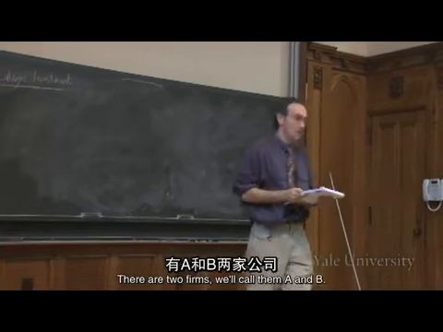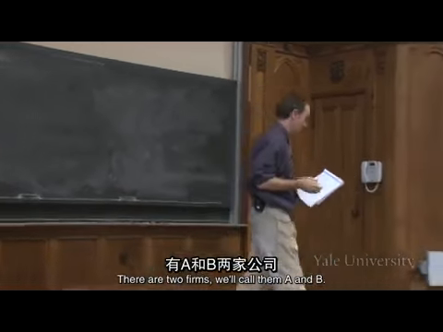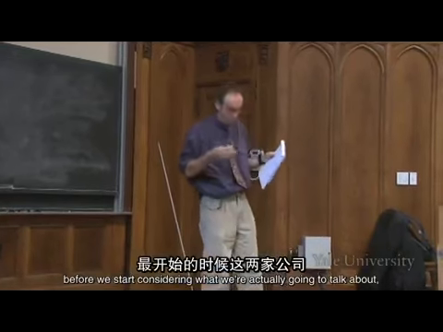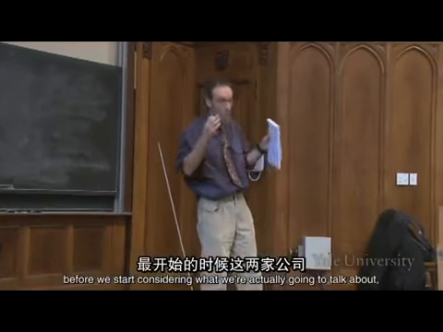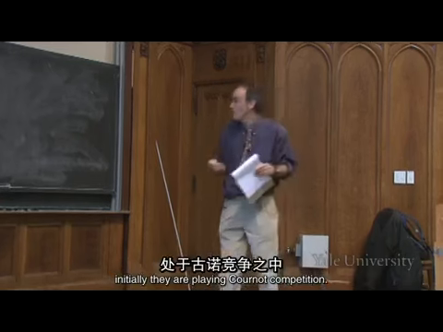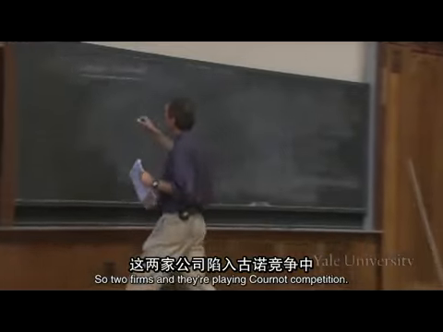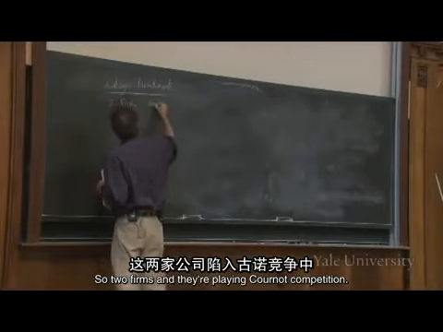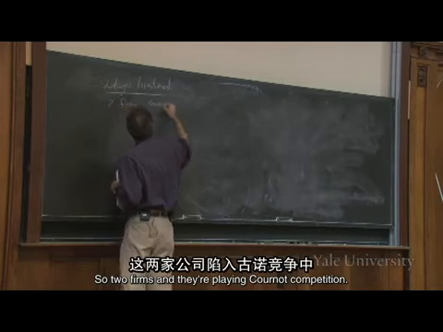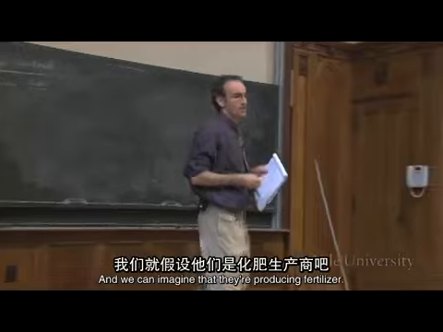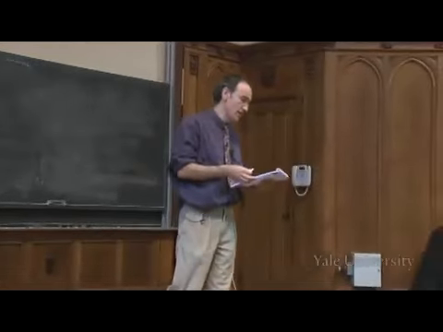All right, and the setting is this. There are two firms. We'll call them A and B. And these two firms, initially, before we start considering what we're actually going to talk about, are playing Cournot competition. So two firms, playing Cournot competition. And we can imagine that they're producing fertilizer.